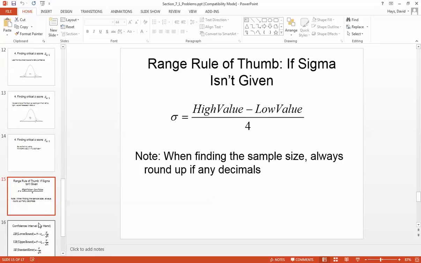Now our range rule of thumb: if sigma isn't given, then you could use high value minus low value, divided by 4. And when finding sample size, always round up if there are any decimals. This is probably not a good estimate to use for sigma. If you don't have any idea what sigma is going to be, then use a large sample and use its sample standard deviation, and that'll give you an estimate. Not the perfect world, but if you have no clue what sigma is, then you can do that.